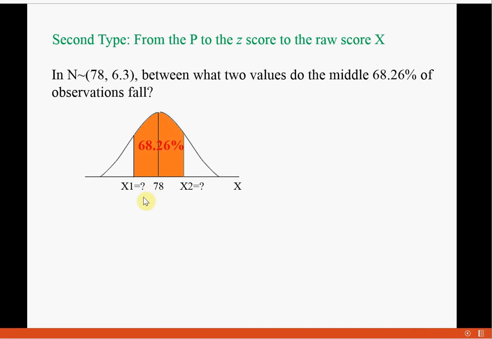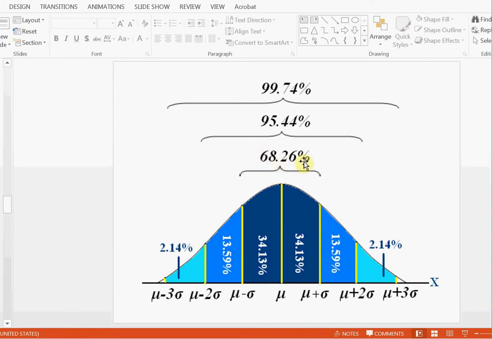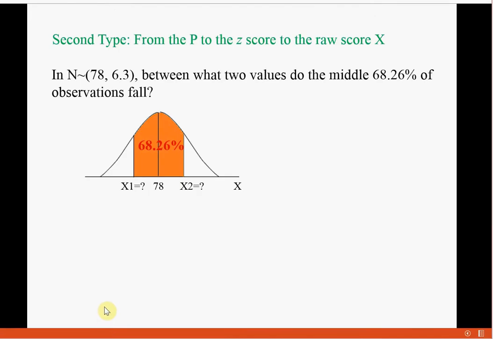To find out the answer, we need to determine x1 and x2, how far they are from the mean in terms of standard deviation. How many standard deviations are there from the mean? The key here is this percentage number. Based on this percentage number, let's go to this chart again. 68.26% corresponds to one standard deviation below and above the mean. This one standard deviation below and above the mean is actually the so-called z-score. From that chart, we know that x1 is one standard deviation below the mean, x2 is one standard deviation above the mean. Therefore, we can calculate the values of x1 and x2 by using this formula.